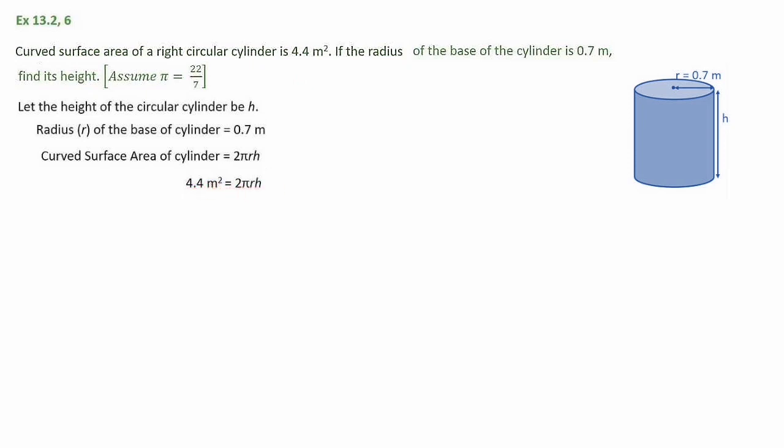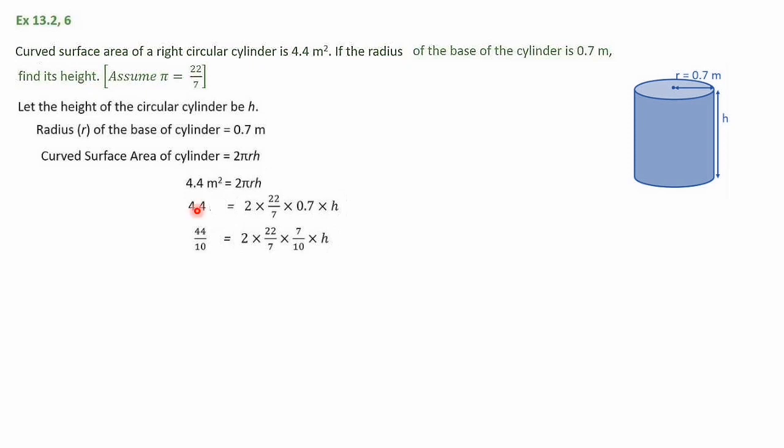Here let's substitute the given value. That is 4.4 is equal to 2 into pi, where pi value is 22 by 7. Radius is given to us, 0.7. Height is unknown. According to our assumption, height is h. Then here decimal values are there. Let's just make a rearrangement.